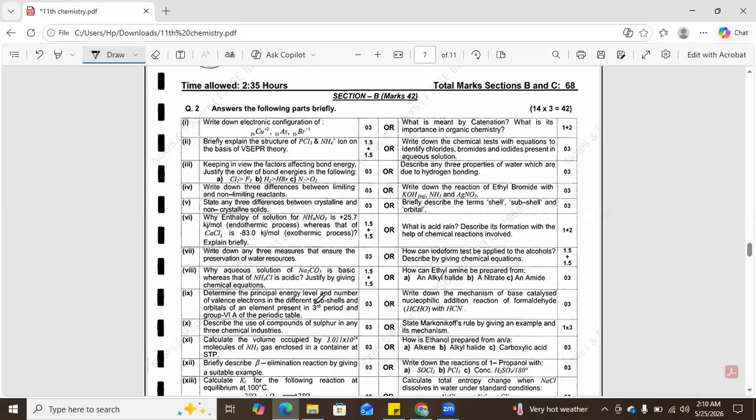Determine the principal energy level and number of valence electrons in the different subshells and orbitals of an element present in third period and group 4A of the periodic table. Number 10 is describe the use of compounds of sulfur in any three chemical industries. Number 11, calculate the volume occupied by 3.011 × 10^24 molecules of NH3 gas enclosed in a container at STP.